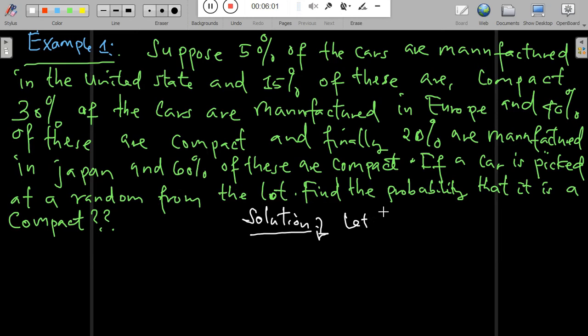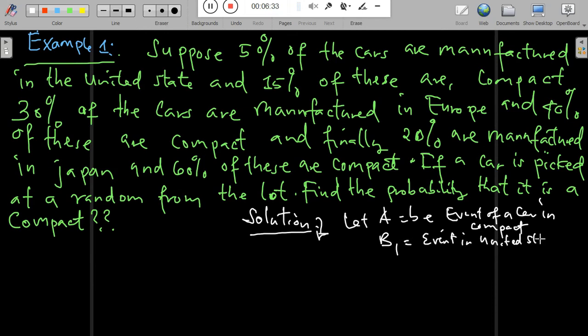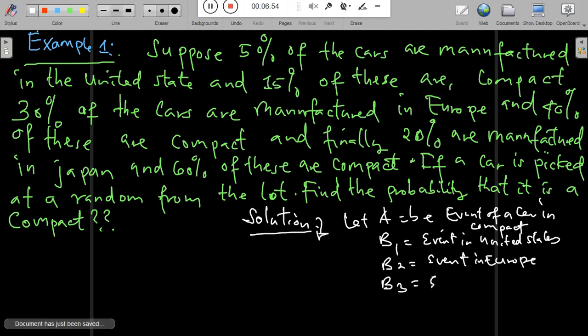Solution. The first procedure, we need to let A be the event that the car is a compact. And then we let B1 represent the event that the car is manufactured in the United States. Then we let B2 represent the event that the car is manufactured in Europe, and B3 represent the event that the car is manufactured in Japan. After doing so, let's now apply our formula.